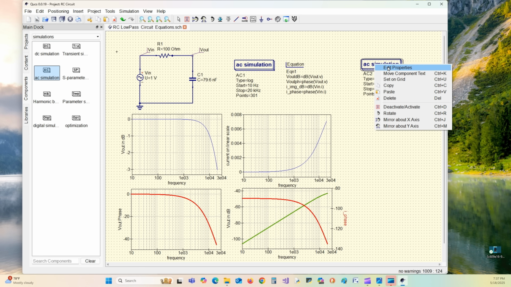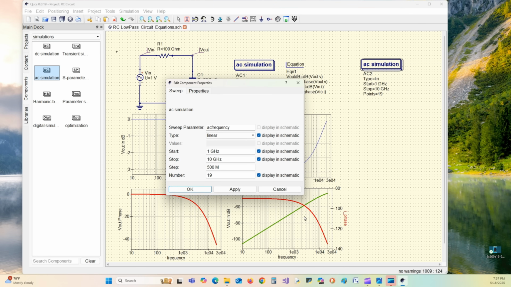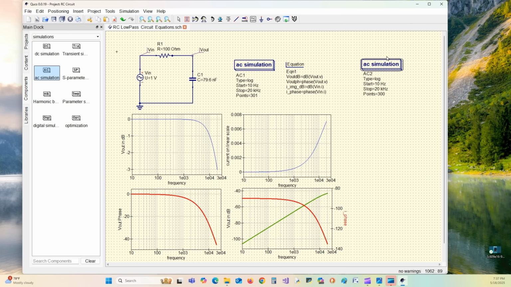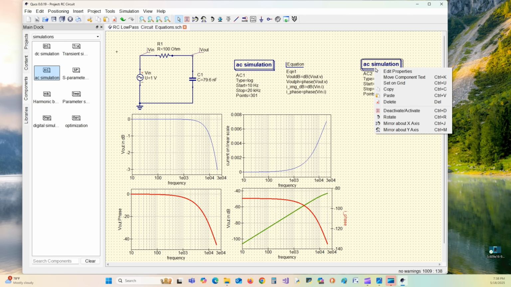We right click on the AC simulation, edit the properties by left clicking on that. And then we set this up to be a logarithmic. And from 10 hertz, just make this a 10, get rid of the G for gigahertz, go down to here, make that a 20, change the G to a K, making that kilohertz. We're going to change this to 300 points. And so there's our simulation that we'll be using, and that will drive the simulation.